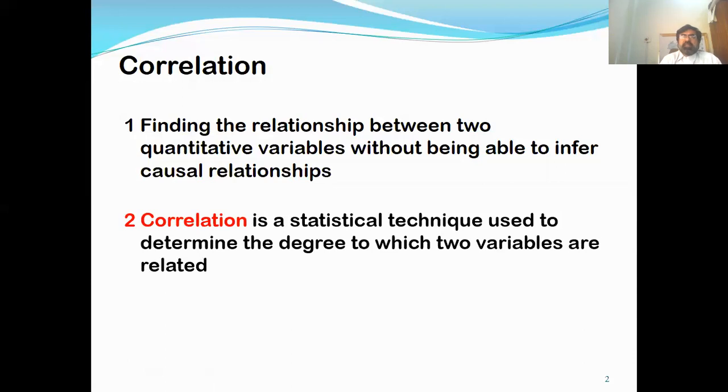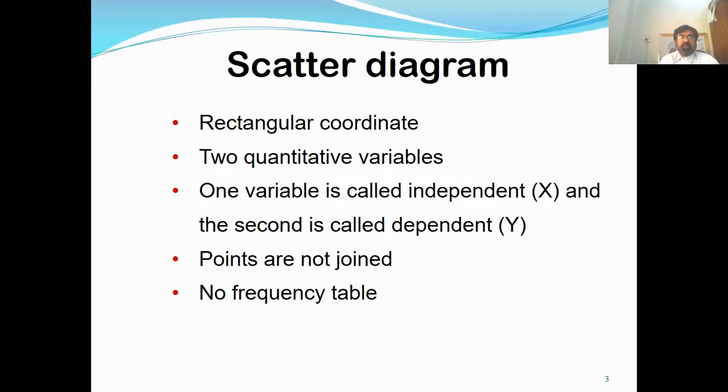Correlation is a statistical technique used to determine the degree to which two variables are related. The degree, how much is the relationship between the two variables, and the nature of the relationship, what type of relationship exists between the two quantitative variables, whether it is a negative relationship or it is a positive relationship.